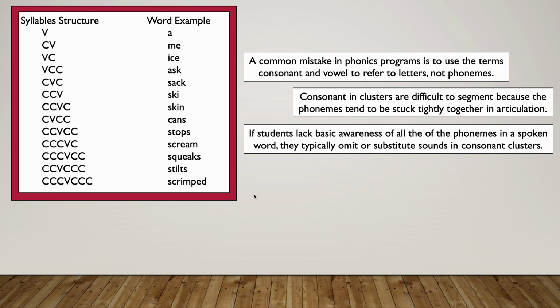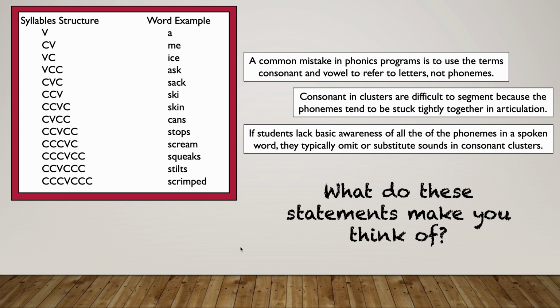And then if you notice that students are saying a word wrong, either adding sounds in or taking sounds out, it's because they are weak on that basic awareness of phonemes and how each individual phoneme is created and works separately and then articulates with its partner. So I'd love to talk to you guys later about what those mean to you. What does that make you think of in your instruction and things that you do?